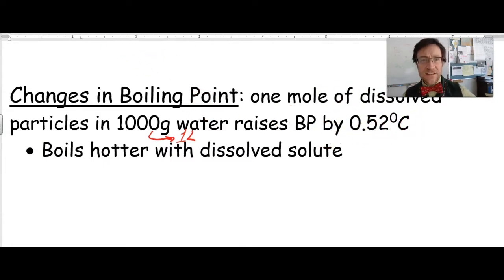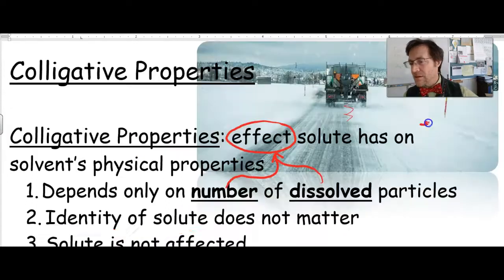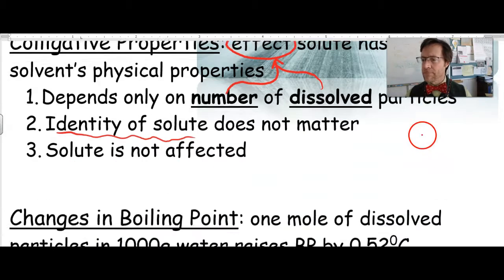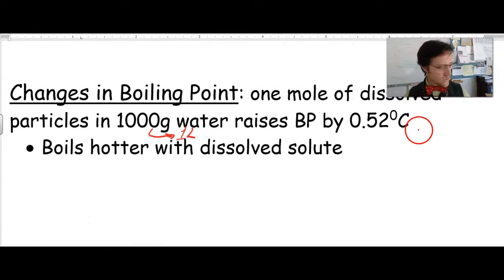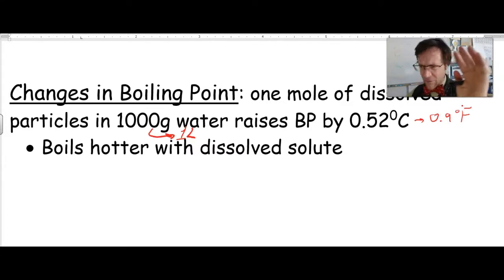0.52 Celsius, what is that? It's about 0.9 degrees Fahrenheit. So it's about 1 degree. So the 1 mole of dissolved particles increases the boiling point by 1/2 a degree centigrade, which, just to make it relevant, is about 1 degree Fahrenheit. So what that means is, the more stuff you dissolve in the water, the hotter the boiling point is going to be.